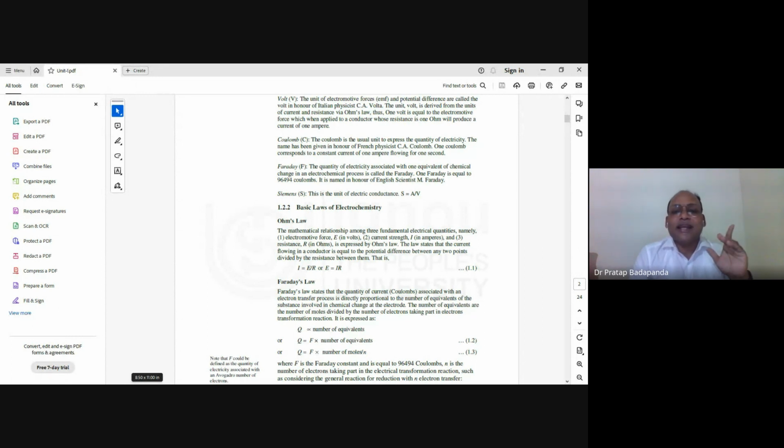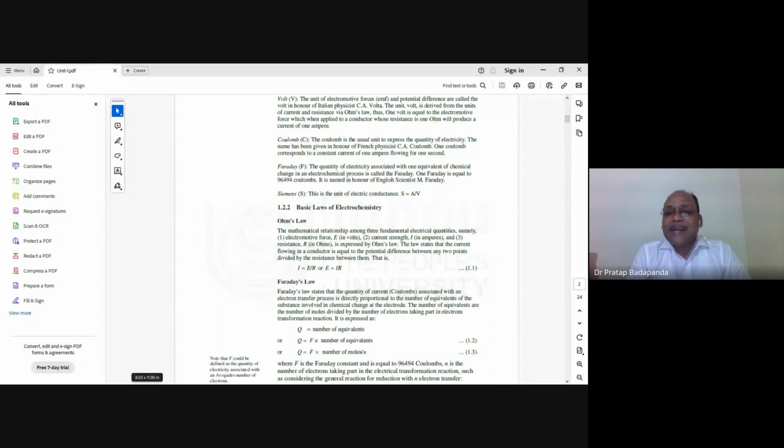Now, the three fundamental quantities are, namely, electromotive force or E, that is represented in volts. Second is current strength, that is I, in ampere. And third is resistance R in ohms. See that Ohm's law contains three different units: one is volt, second is ampere, third is ohm. It is expressed by Ohm's law.